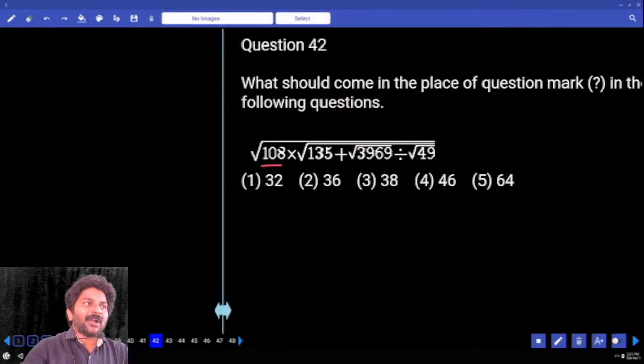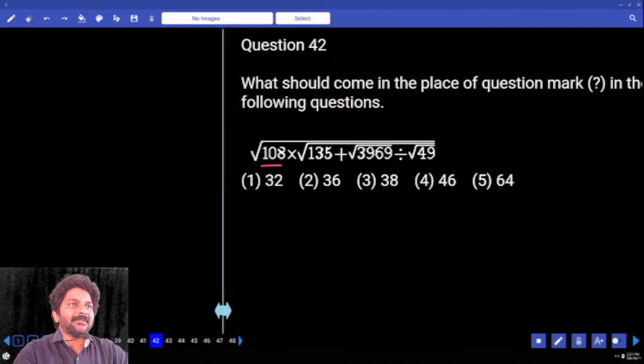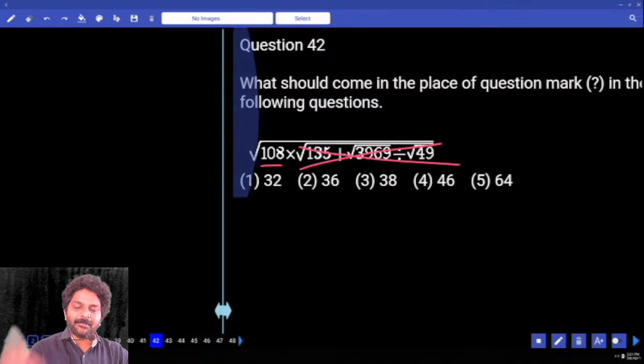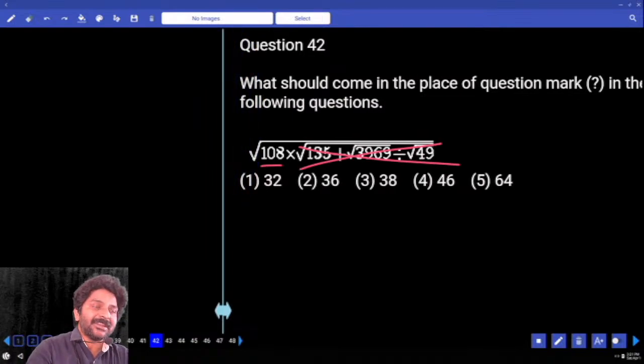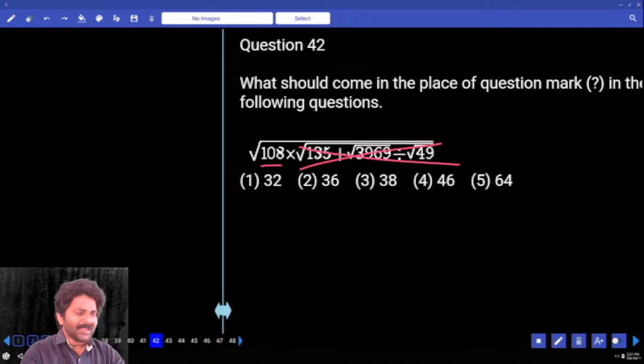108. What symbol is there after 108? Come on. Multiplication. Forget about this number. If it is addition or subtraction, yes, I will complete the remaining value. But because you have multiplication, I will stop here. When I see 108 and into, other than 108, there is some other number, I don't care what it is because it is multiplication only.